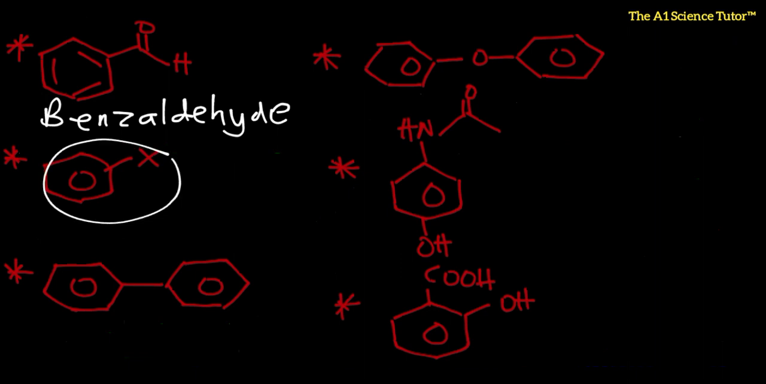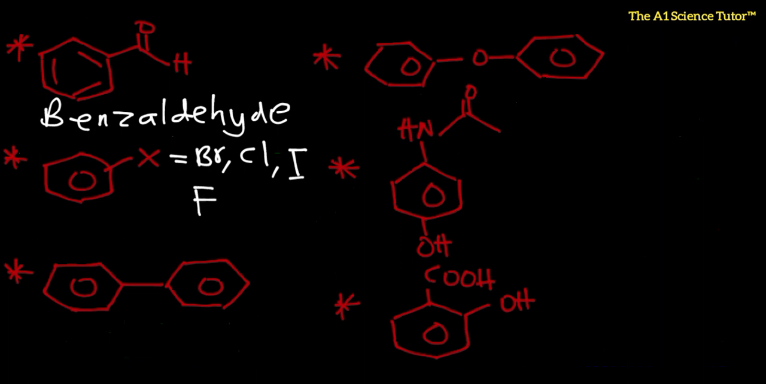Now this one, this is a phenyl halide or a halobenzene because you have the X here, which basically stands for halogens. It could be a bromine, a chlorine, an iodine, or a fluorine. So just bear at the back that X basically means the halogens within organic chemistry. So this is halobenzene or benzyl halide, whichever way you want to call it.